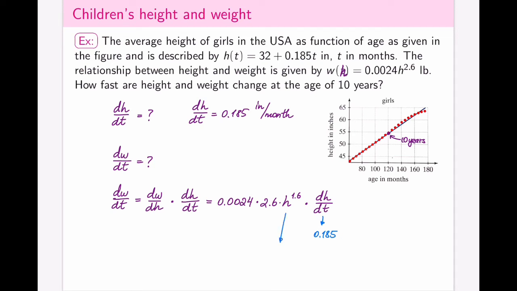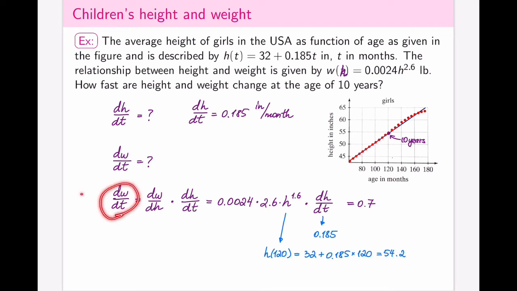So here I have to actually figure out that height at the age of 120 months is equal to 32 plus 0.185 times 120. So this all in all will be 54.2, which, sort of eyeballing it from the graph, looks approximately correct. And then putting all of these numbers together will give me 0.7 as a value. And what are the units?